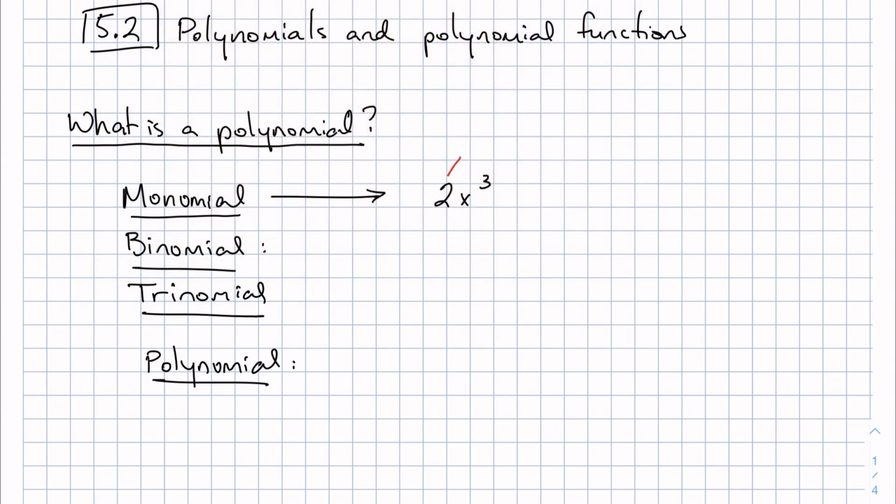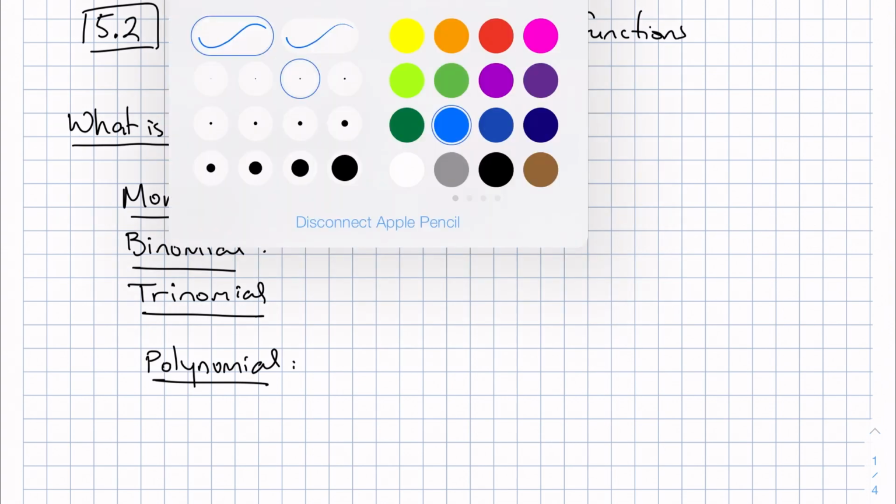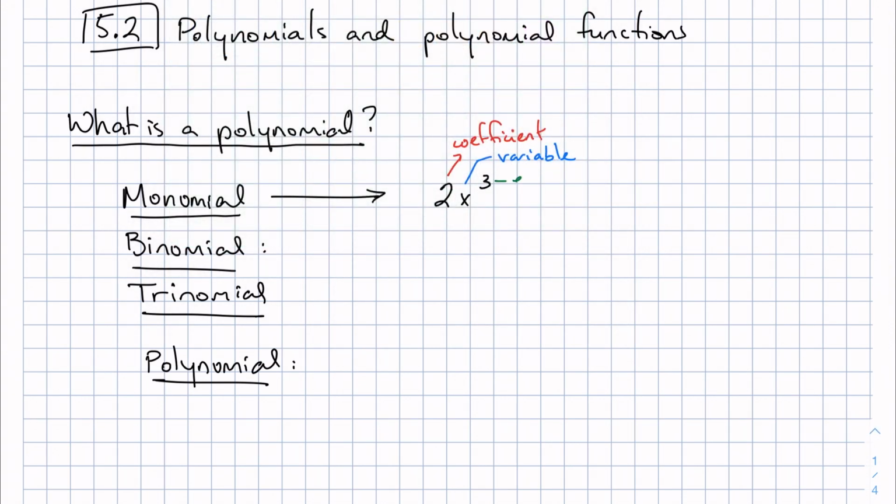We have some kind of a coefficient. We have a variable. And we have an exponent. All right, so I'm going to refer to these throughout the entire section, so this way we're all on the same page. I have my coefficient, I have my variable, and my exponent.